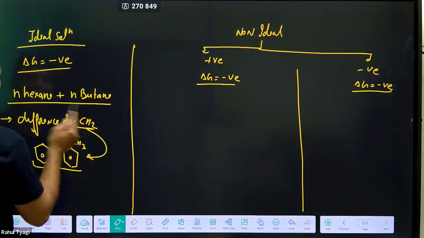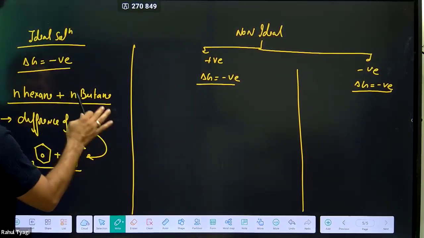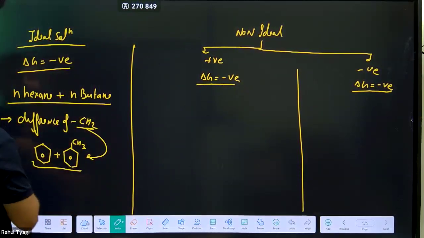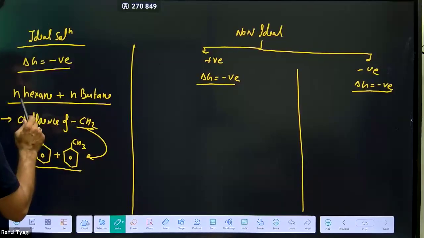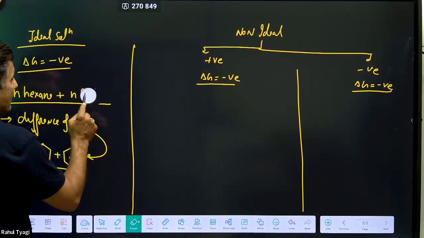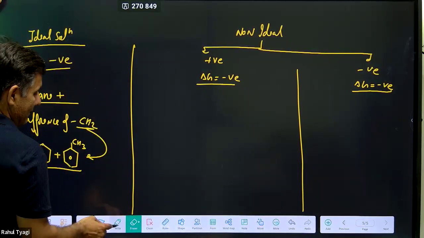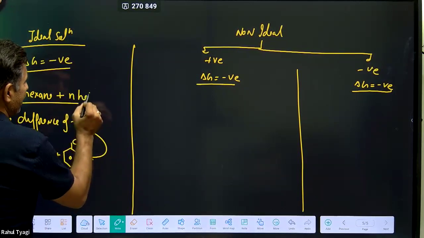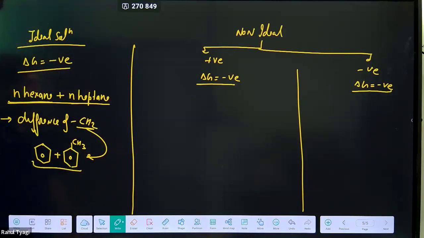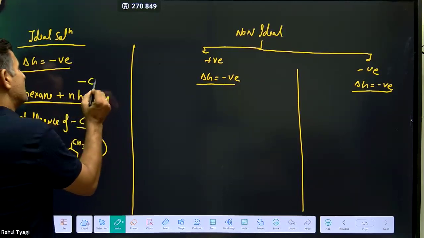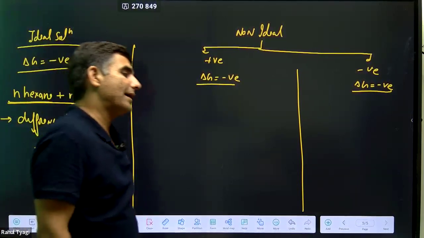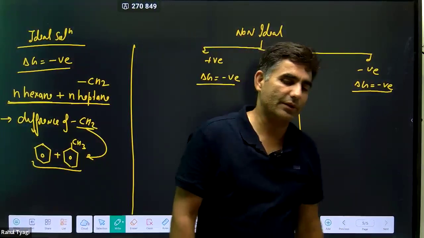N-hexane and butane do not have a difference of CH2, so it's not an ideal solution, because the difference is more than CH2. But if I write N-hexane and N-heptane, then between them there is a difference of CH2. That's why it makes a pair of ideal solution. ये भी एक ideal solution का pair बनाता है बच्चे.